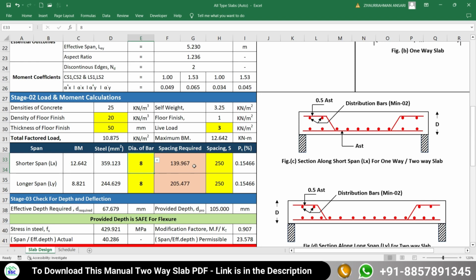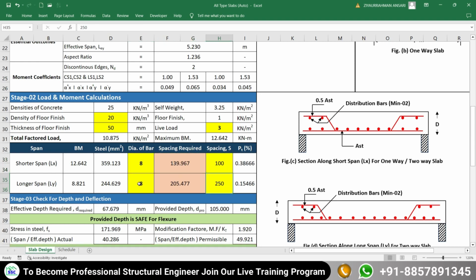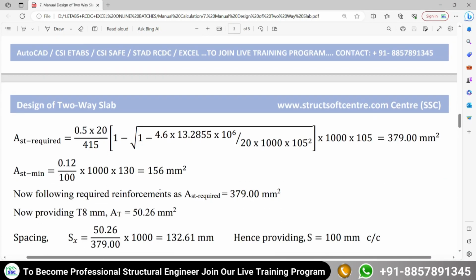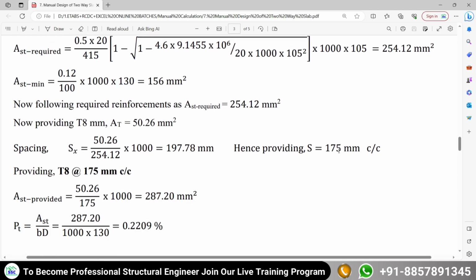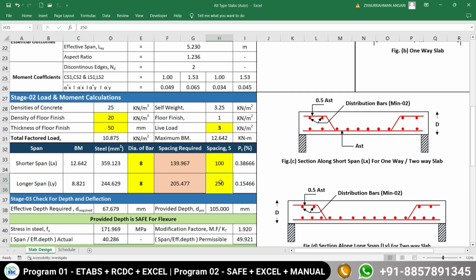So I am going to choose 8 mm. 139 mm spacing is required. We are going to provide it as 100. Now 8 mm diameter as 205, but to match with our manual calculation I am going to take it as 175 along the longer span. You can take 200 also because of 205, the lower value, but I am going to take it as 175.